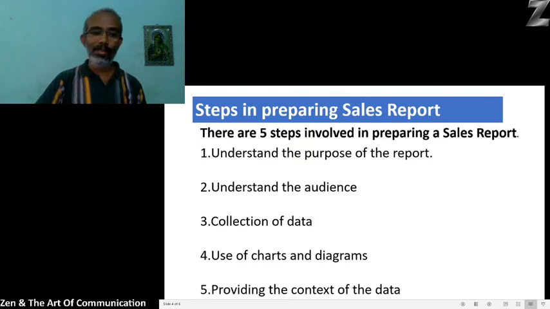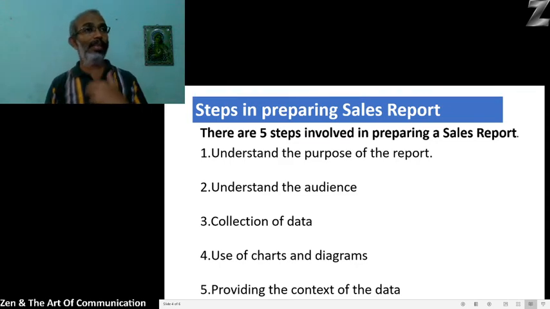This can be summarized as 1. Understand the purpose of the report. Why are you preparing the report? Are you preparing the report to understand a comparison of sales of this year with the last year? Are you preparing the sales report to understand the performance of different products in your product line over a particular period of time or a particular category?